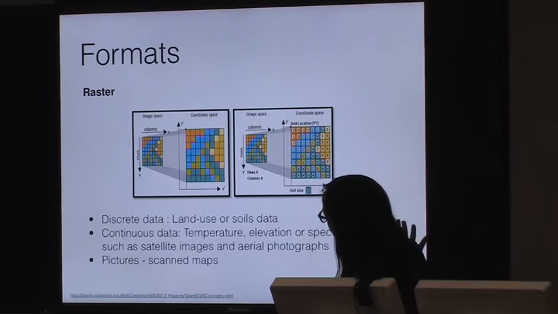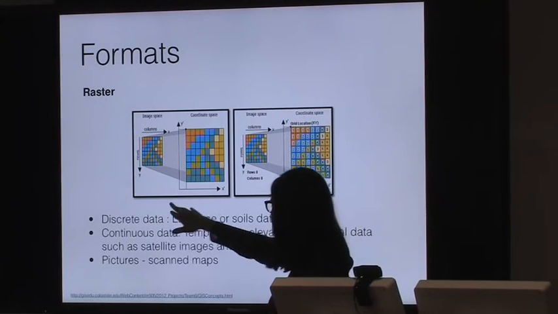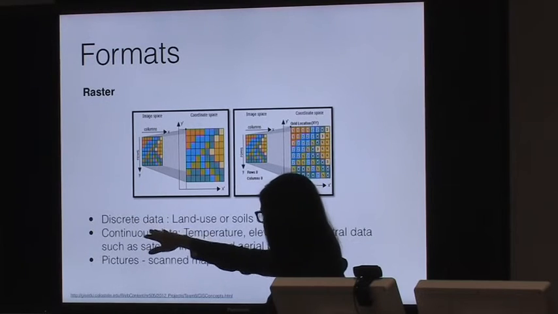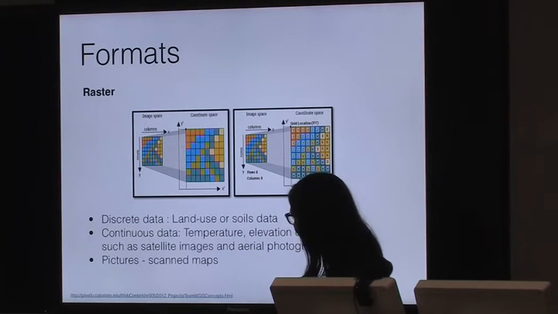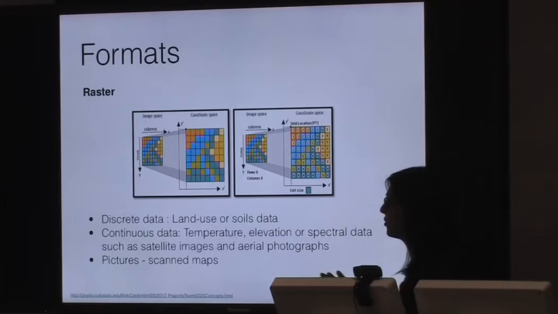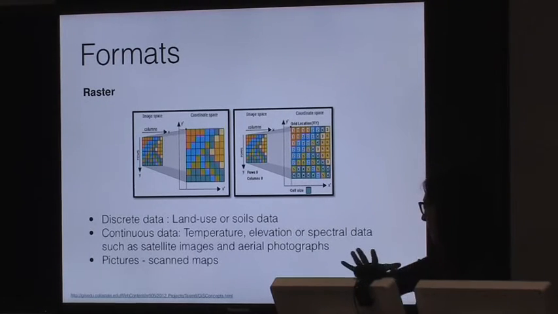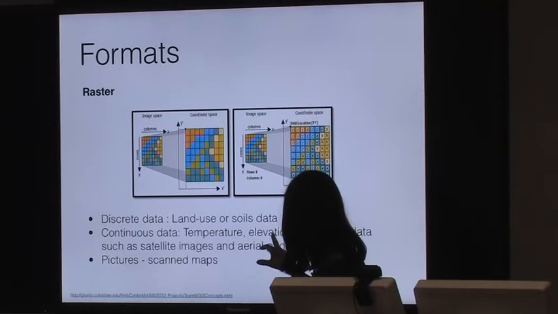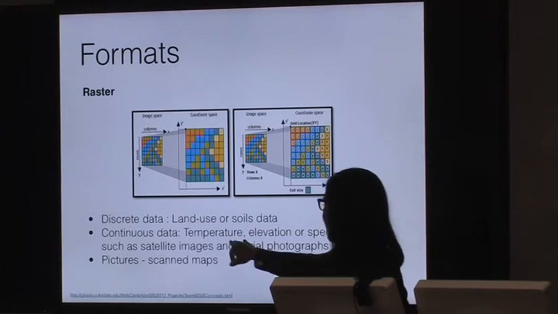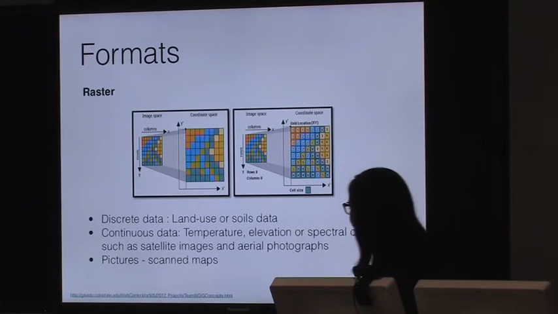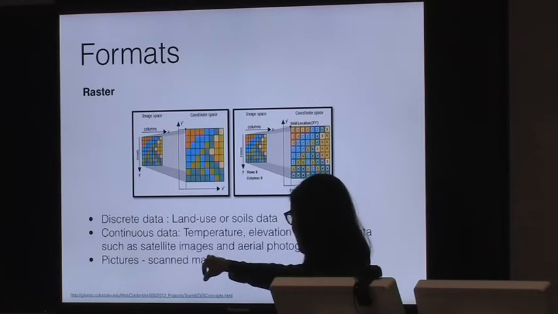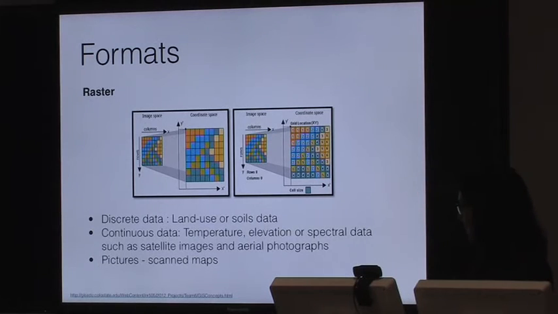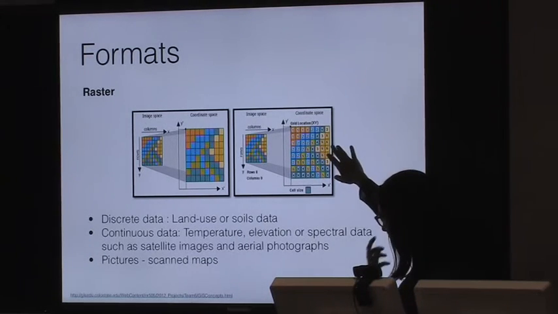So these are often used for data such as land use or soils data. They're also very useful to understand a feature that can be thought of like a field across a big set of space, such as temperature or elevation or spectral data. When I think of temperature, I think like a scalar field. And also for satellite images and aerial photographs. So that is very well encoded in a raster.